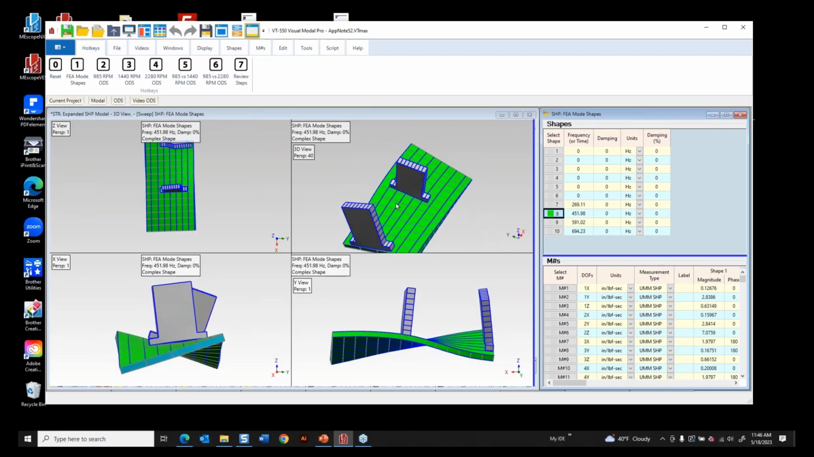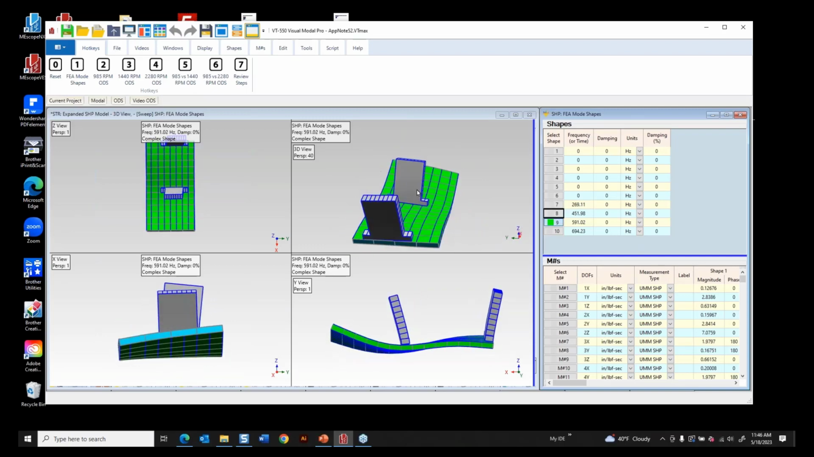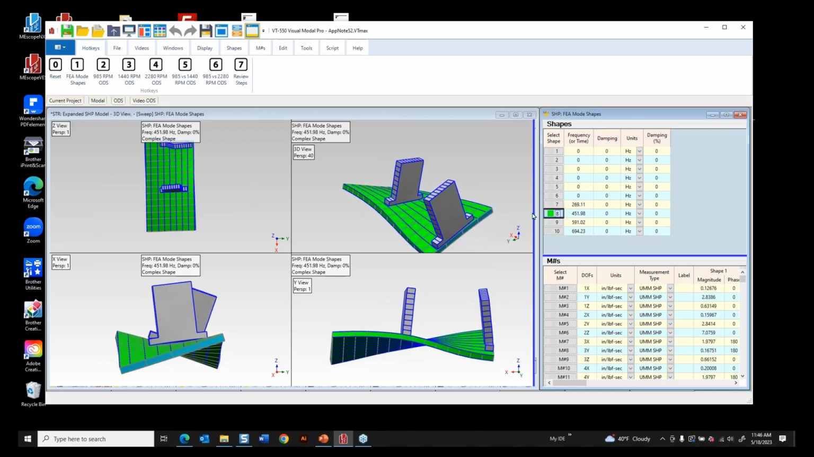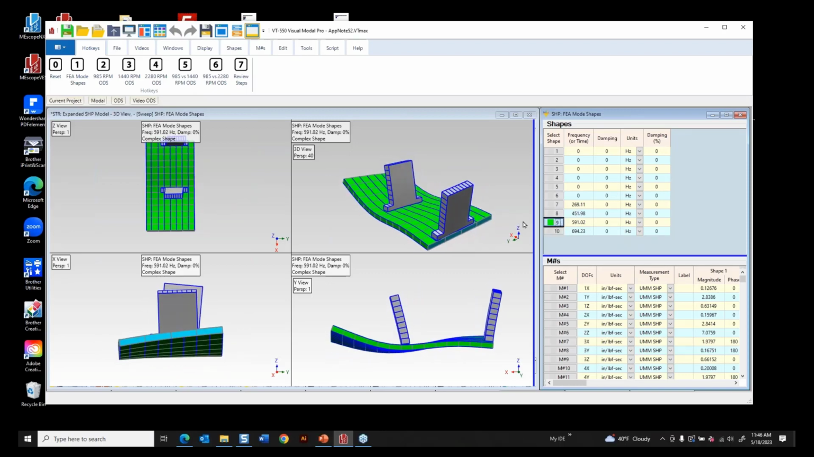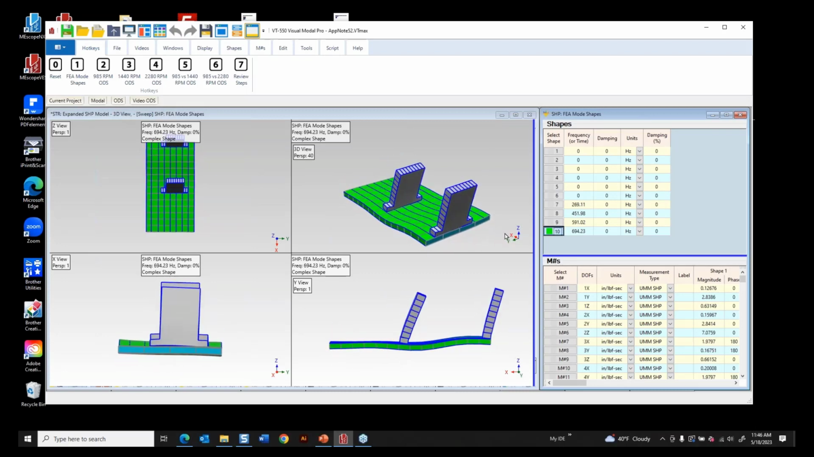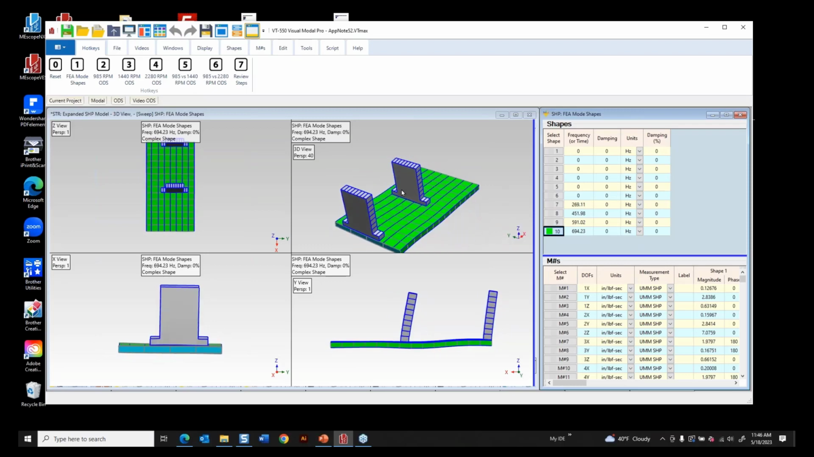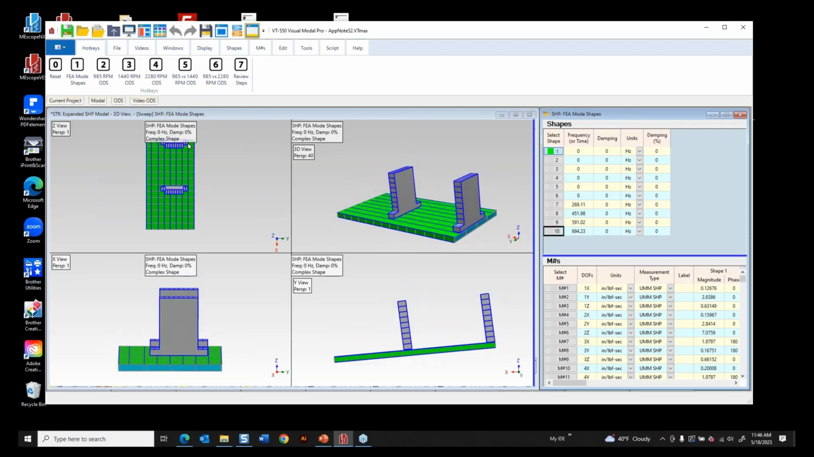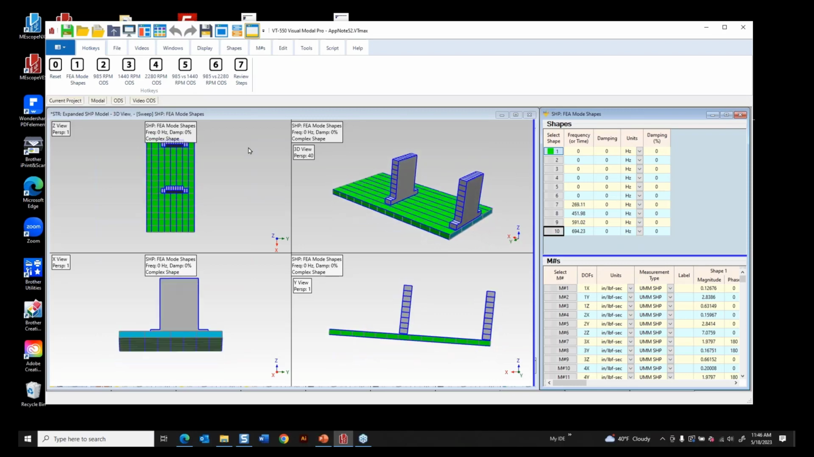Because this is not axisymmetric, it's not a symmetric structure, the torsional mode is a little different looking, but these are FEA modes. And there's another bending mode. I'm going to call that second bending, and then a second bending involving the bearing blocks. So those are typical mode shapes.